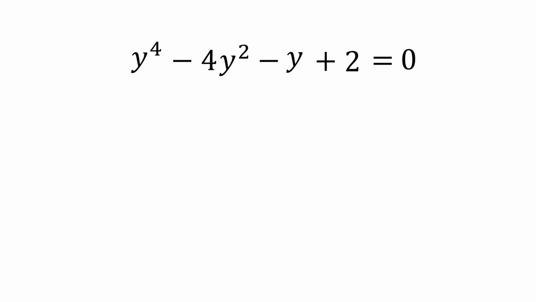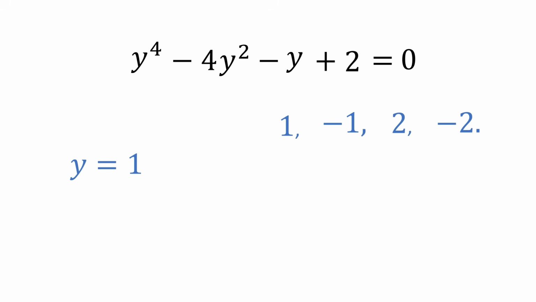Whenever I see a polynomial with integer coefficients, I immediately wonder whether it has a rational root. If it does, factoring becomes much easier. The Rational Root Theorem tells us that any rational root must divide the constant term. Since the constant term is 2, our only possible candidates are positive 1, negative 1, positive 2, and negative 2. Let's test the first candidate.